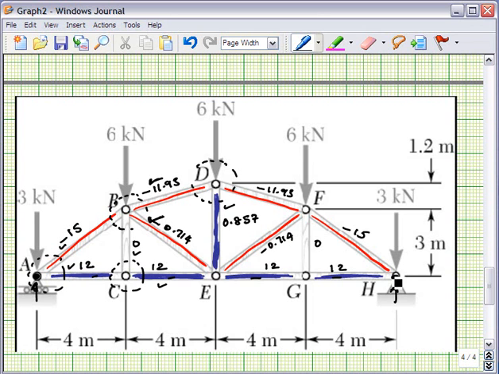So as soon as you see a joint, that's why we went to joint C and not joint B, because joint C had only two unknown forces. Until we solved joint C, we were not able to solve joint B. If I started with joint B, I would have too many unknown forces. I hope this helps you do this problem.